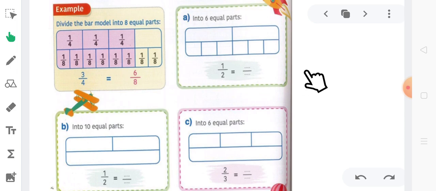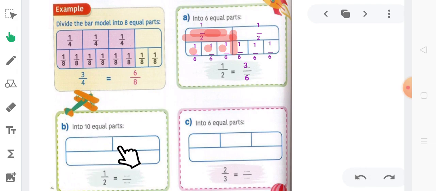This example, the first one, divide into 6 equal parts. The half, each half divided into 6 equal parts. Look here. So I put the bottom 6. The bottom, each one of those equals 1/6. So a half is equivalent to how many? Look, 1, 2, 3. 3/6. Okay, let's see the next.